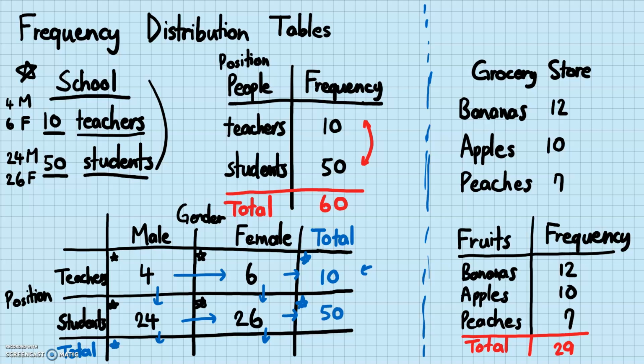Down this way, 4 plus 24 is 28. Again, down this way, 6 plus 26 is 32. Okay, so what do each of these totals mean?